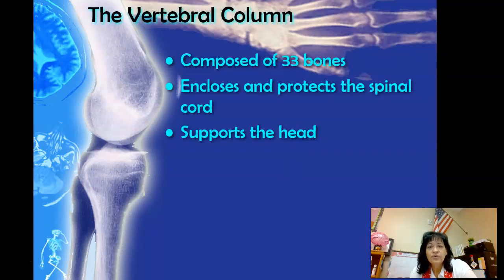Okay, the vertebral column. So your vertebrae is composed of 33 bones, and this is pretty much what we call the spine. It encloses and protects the spinal cord, and it supports your head. The head with the muscles and brain and skin on it is about 10 to 11 pounds, and that's a pretty good chunk. Think of a 10-pound bag of potatoes, right?